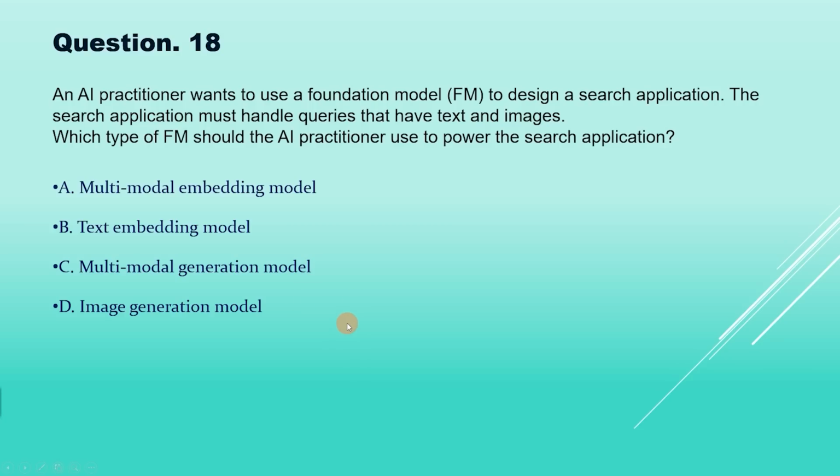So the correct answer here will be option A, multimodal embedding model, because it is specifically designed to process and understand various types of data, including text and images. By converting both text and image inputs into numerical representations, it enables the model to compare and understand the relationship between them. So option A is correct here.